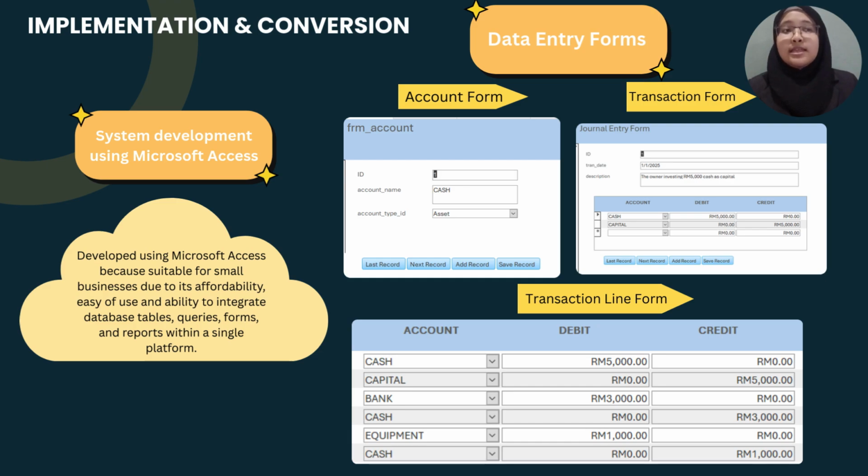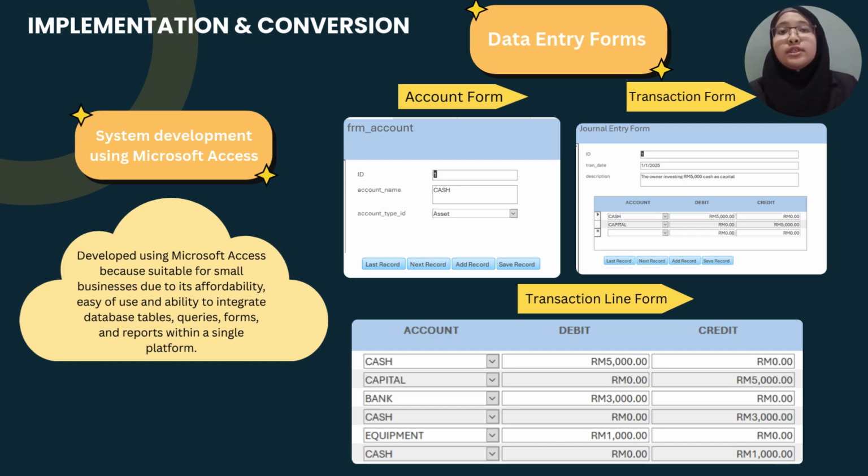Next is the data entry form. There are three forms: the form of account, the form of transaction, and the form of transaction line. In the form of account, we have the ID, the account name, following the account table, and also the account type ID, which follows the account type, that is the type name. We also have buttons to make transactions easier.